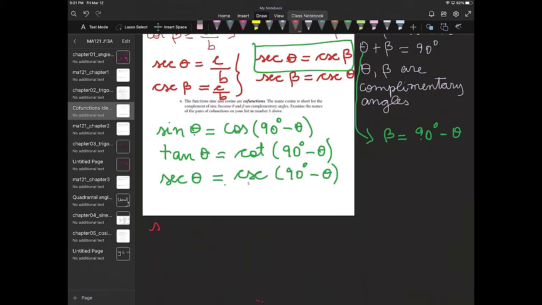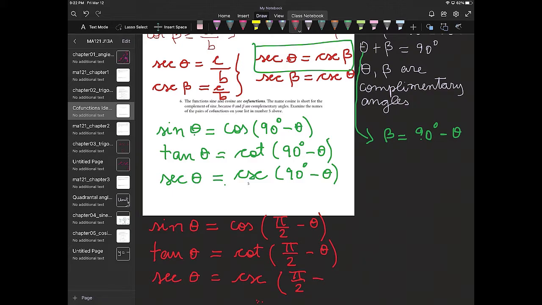So we have that sine of theta is equal to cosine of pi over 2, which is equivalent to 90 degrees, so pi over 2 minus theta. We also have the tangent of an angle theta given in radians is equal to the cotangent of pi over 2 radians minus theta. And finally, the secant of an angle given in radians is equal to cosecant of pi over 2 radians minus theta.